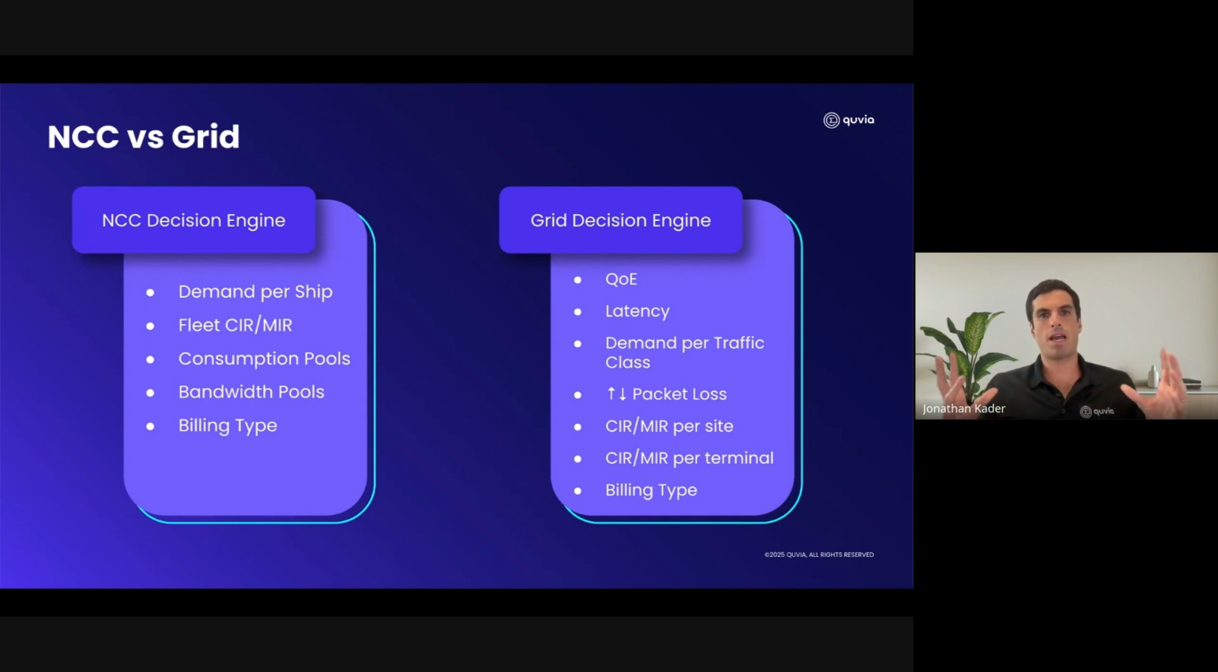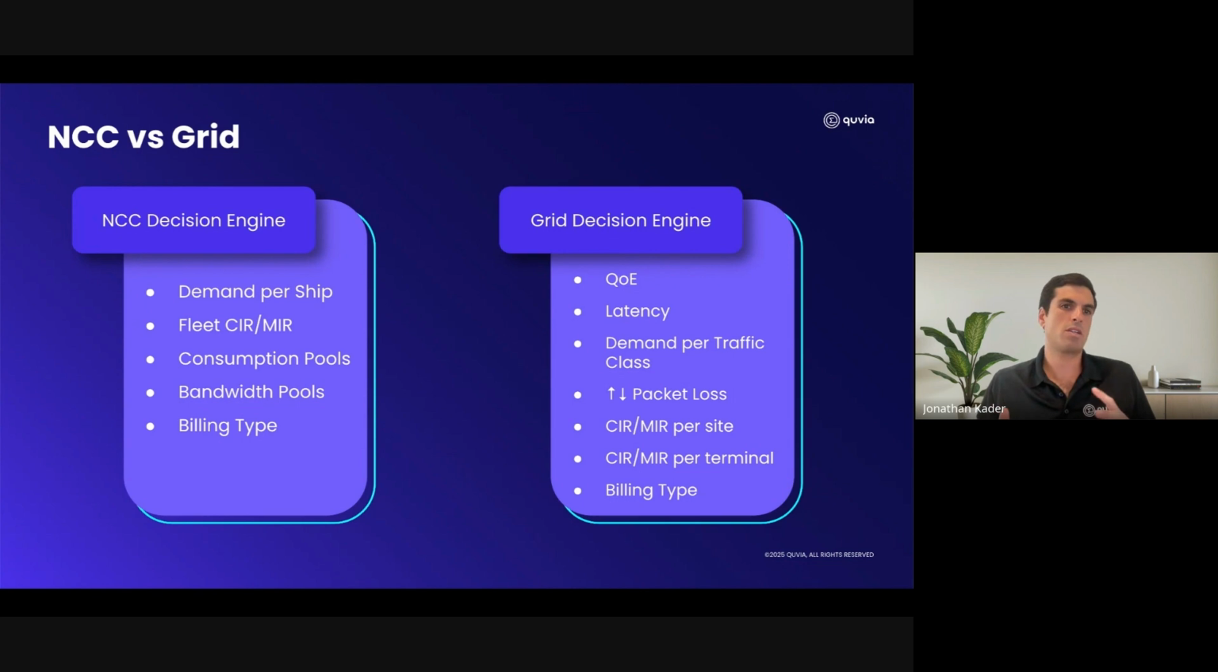On top of that, we have real-time visibility into the WAN side, so the links and the systems, the providers, and their performance. Things like latency, packet loss, the CIR or MIR for each individual terminal and for the site, as well as the billing type. So Grid is making real-time decisions to optimize for that quality of experience based off of that contextual awareness that it has.